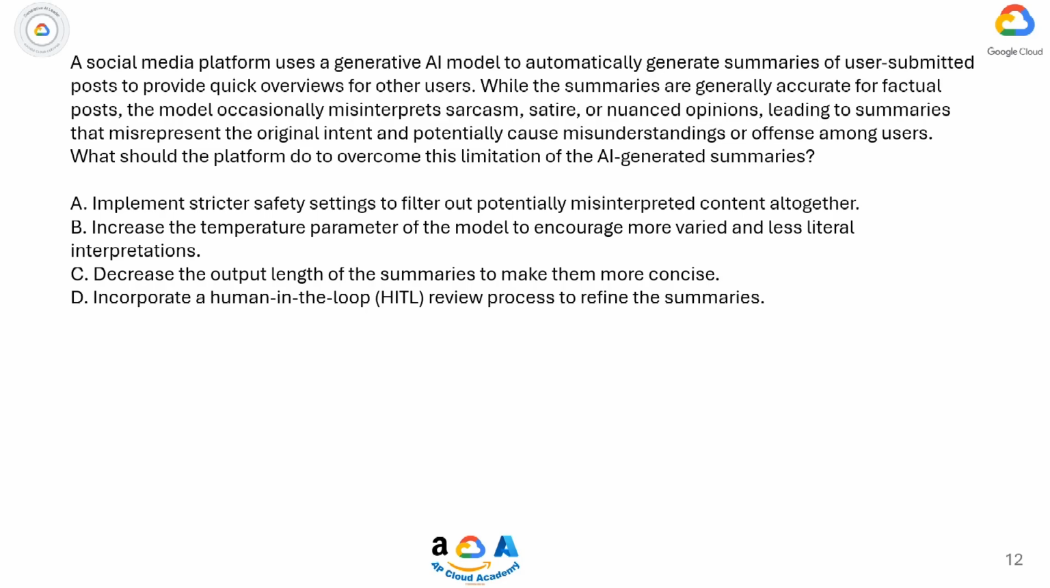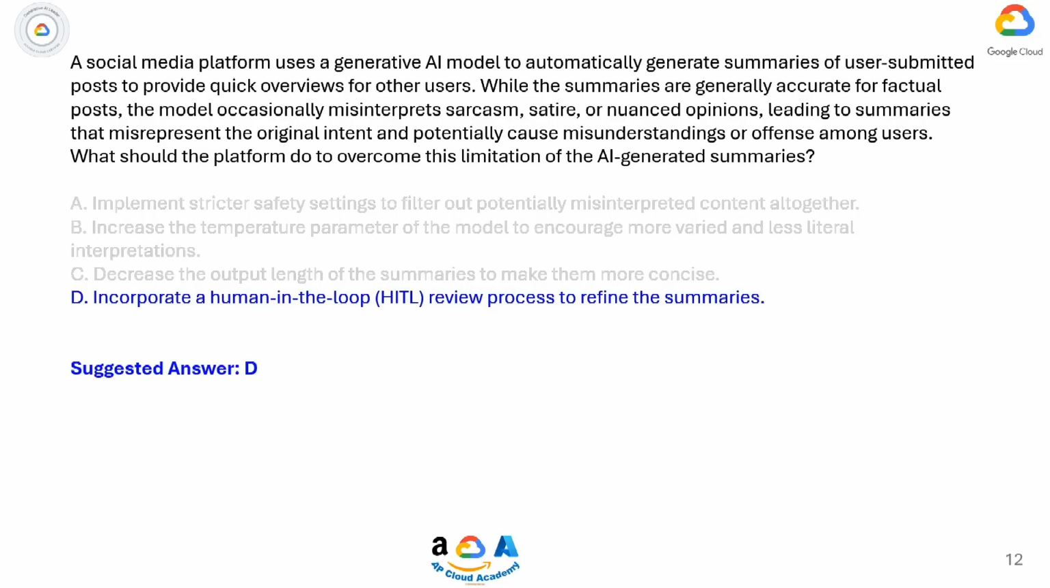A. Implement stricter safety settings to filter out potentially misinterpreted content altogether. B. Increase the temperature parameter of the model to encourage more varied and less literal interpretations. C. Decrease the output length of the summaries to make them more concise. D. Incorporate a human-in-the-loop (HITL) review process to refine the summaries. Suggested answer, D. Incorporate a human-in-the-loop (HITL) review process to refine the summaries.